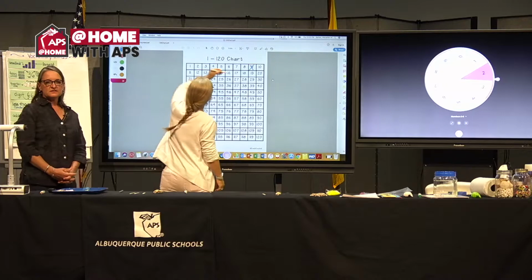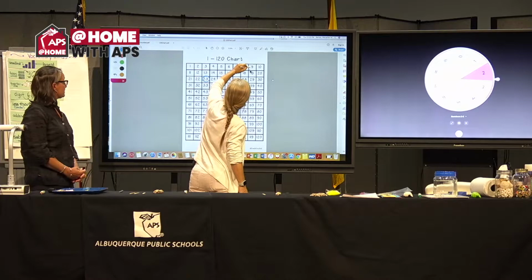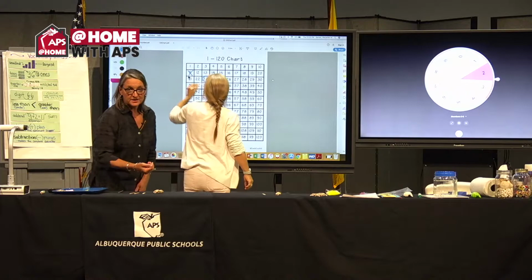Boys and girls, I don't think we're going to have time to make it to 50 today, but we will be able to see who got the furthest. This is a game that you can play at home. We have the directions on our resources, parents and helpers at home, and it's a fun one.